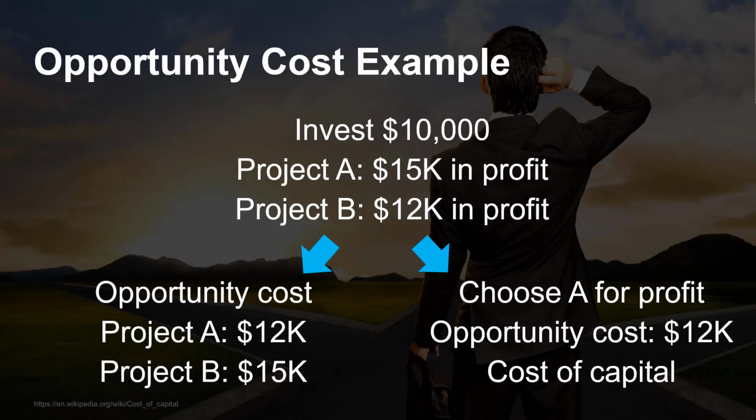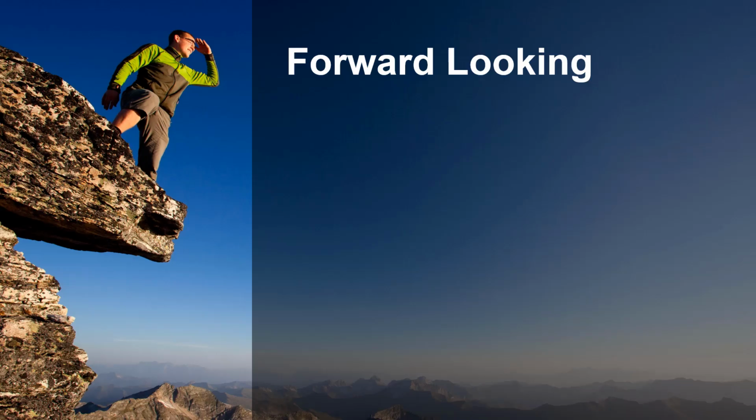So in summary, if you go with Project A, your opportunity cost is $12,000, the other project's profit. If you go with Project B, your opportunity cost is $15,000, which is the other project's profit. There's a lot of guesswork involved in this. Pick A, the opportunity cost is B. Pick B, A becomes your opportunity cost. Opportunity cost is forward-looking. You don't really know how the projects ultimately end up.